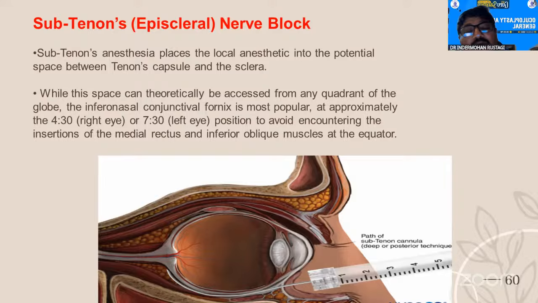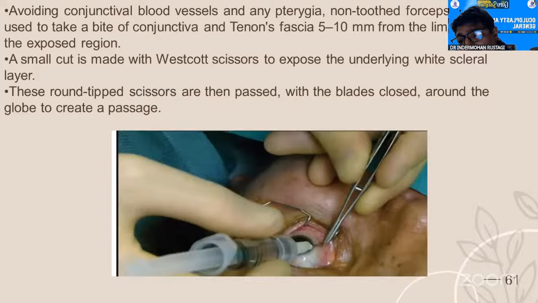It came in the late 1990s, 95 or 96. Here the block is given in the potential space between the Tenon capsule and the sclera. Almost any quadrant can be used, but the inferonasal conjunctival fornix, between 4 and 7 o'clock, is the most popular, to avoid encountering the insertion of the medial rectus and inferior oblique. This is how the block is given.